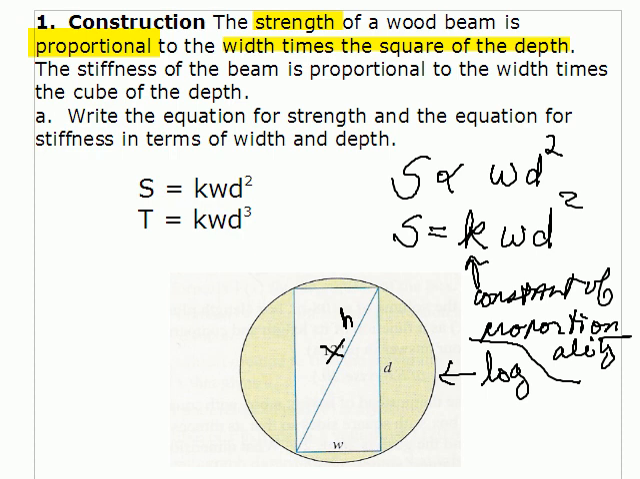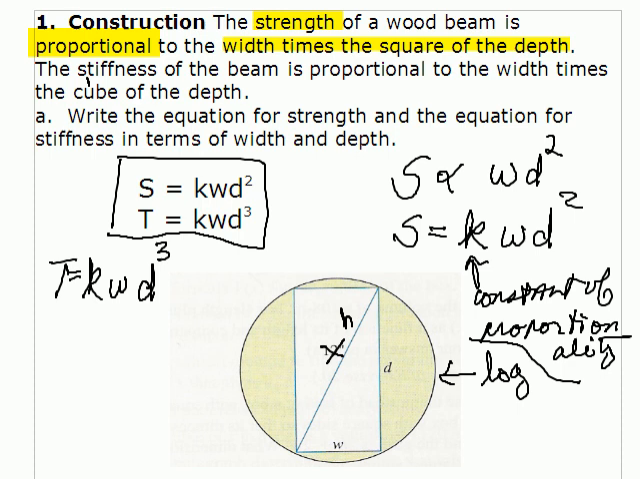Now for the stiffness, I don't want to use S again, so I'm going to use T because that's the second letter here. Again, it's proportional with some k. These k's are not the same. In fact, you could have used a C, or some other letter, or alpha, it doesn't matter, but they're not the same, but it's not a problem right now. So the stiffness is proportional to the width times the depth cubed, and those are the two equations that I have here.